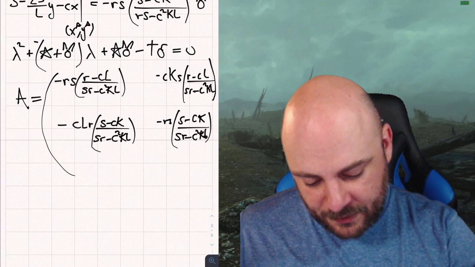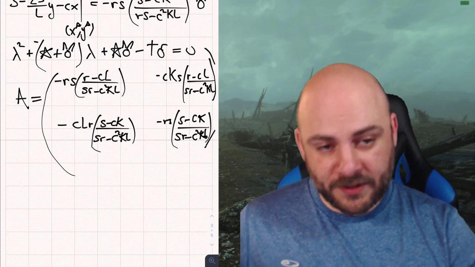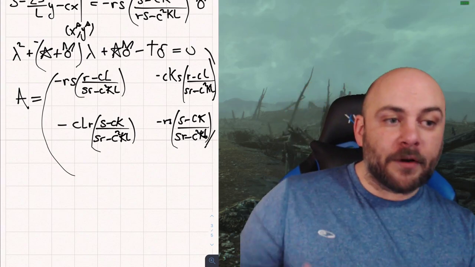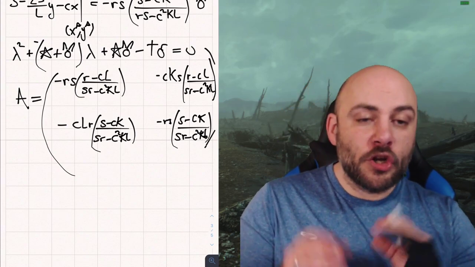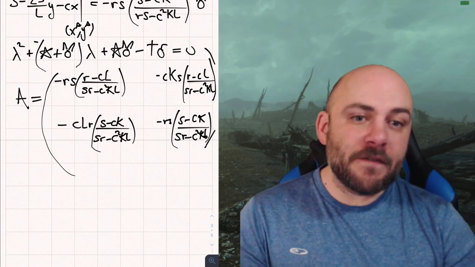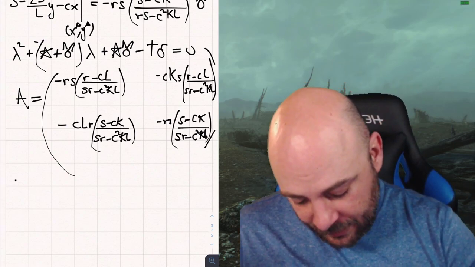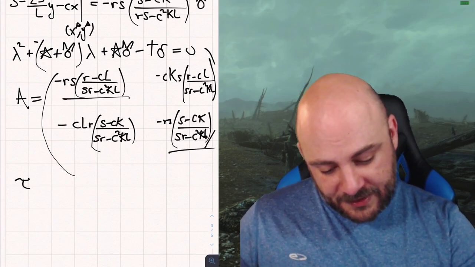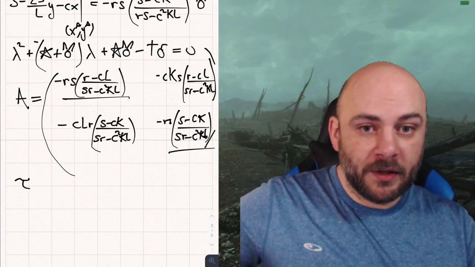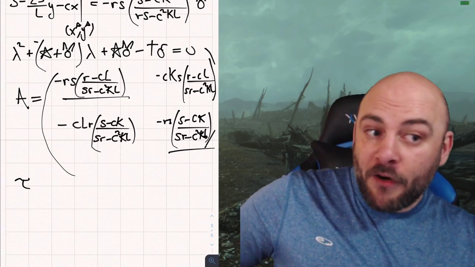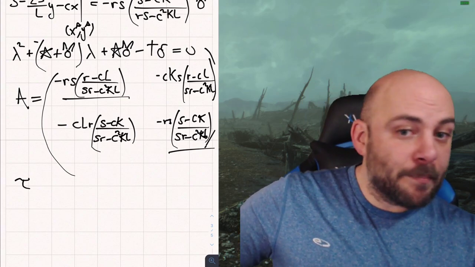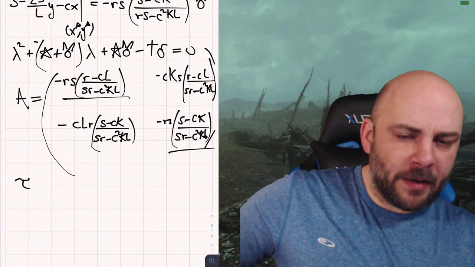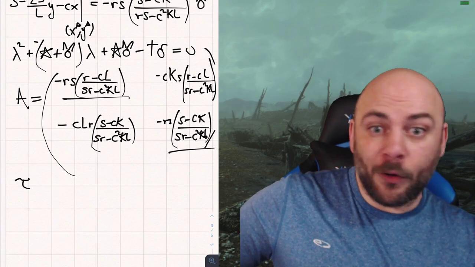Now, this is a time where you should make a note for yourself: when the characteristic polynomial looks horrendous, don't find the eigenvalues. Just save yourself that trouble, okay? Let's look at the trace. The trace is this term plus this term. Now, if I look at that, they both have RS in the numerator. They both have SR minus C squared KL in the denominator.